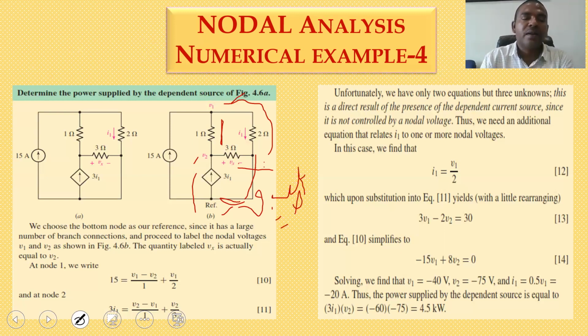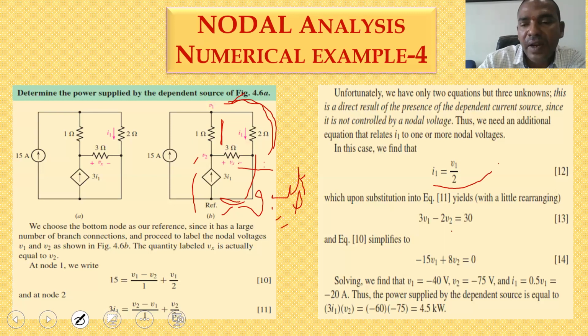Once you write the nodal equations using Kirchhoff's current law, what is the I1 value? I1 is V1 by 2. I1 is the current flowing through the 2 ohm resistor, and the voltage drop across the 2 ohm resistor is V1, so I1 is equal to V1 by 2. Substitute in the above equations. So three equations are there: I1, V1, V2.